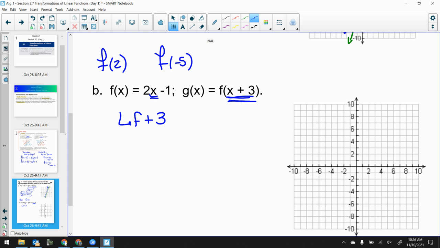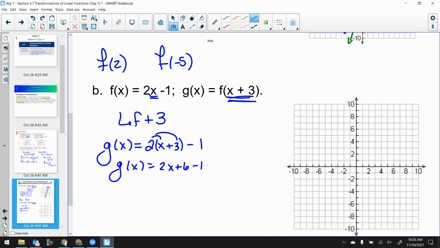So g of x is going to be 2 times not x minus 1, but 2 times x plus 3 minus 1. I remove x, and in its place, my new input is x plus 3. Now from this point, I just simplify. Distribute with the 2, and I combine like terms.